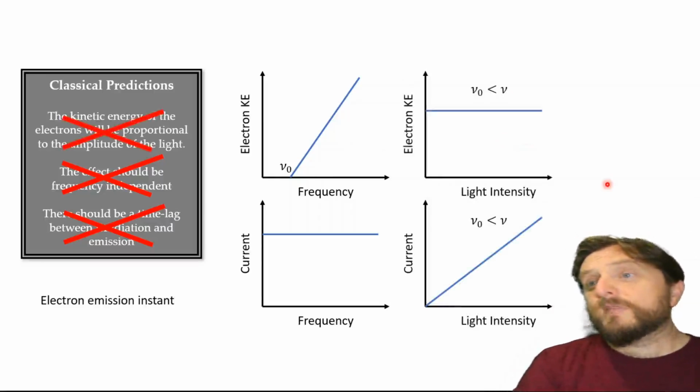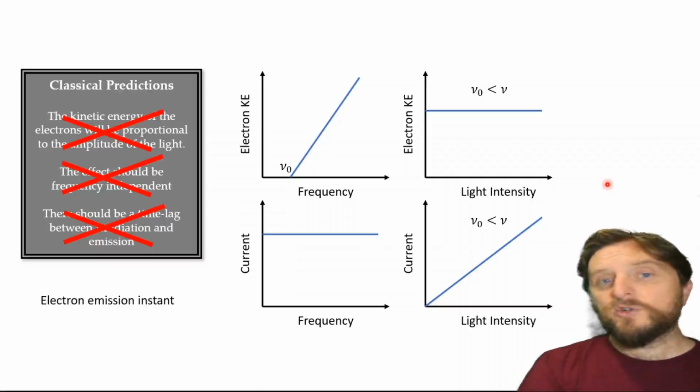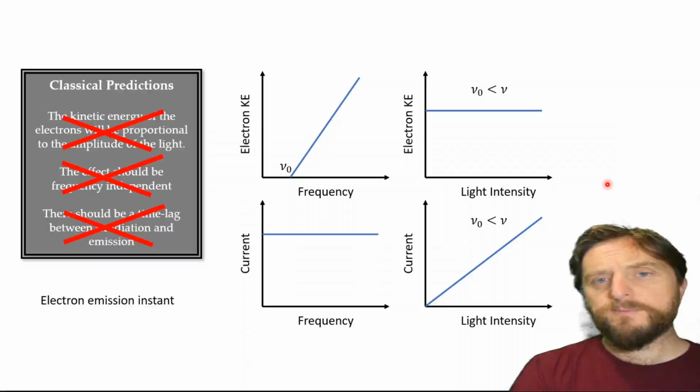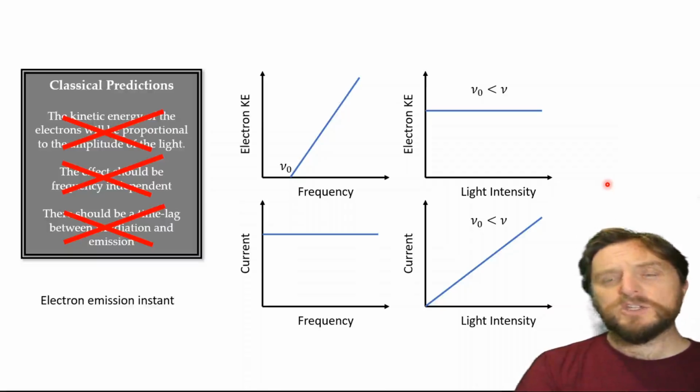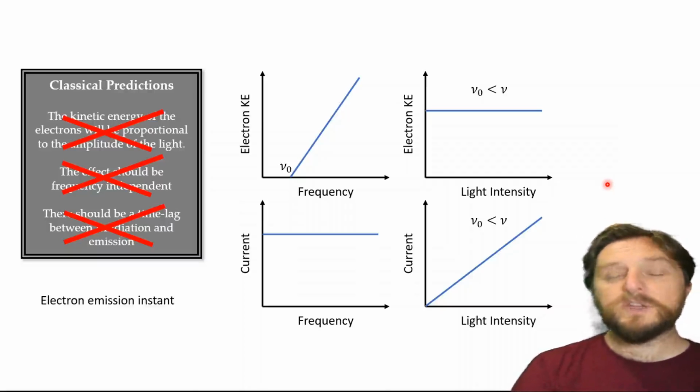Finally, the light intensity does not affect the kinetic energy at all. Very, very unexpected from a classical point of view. As long as the light is above the cutoff frequency, changing the light intensity will not change the kinetic energy of the electrons.